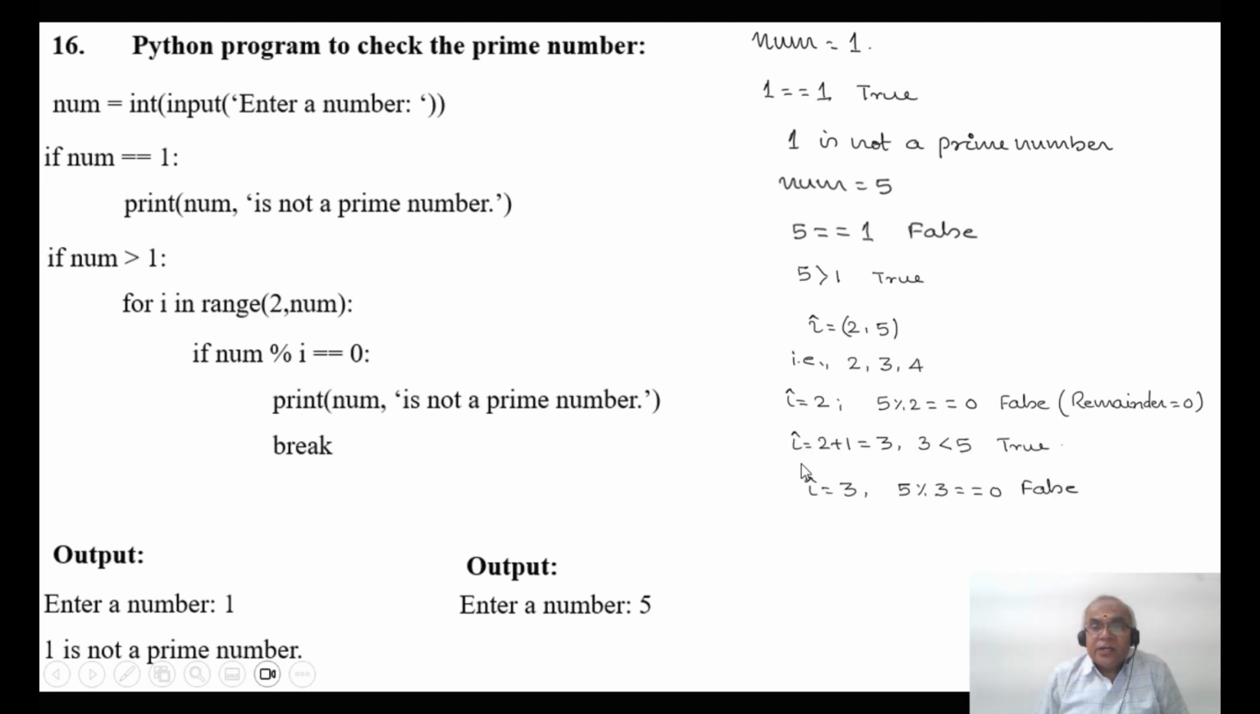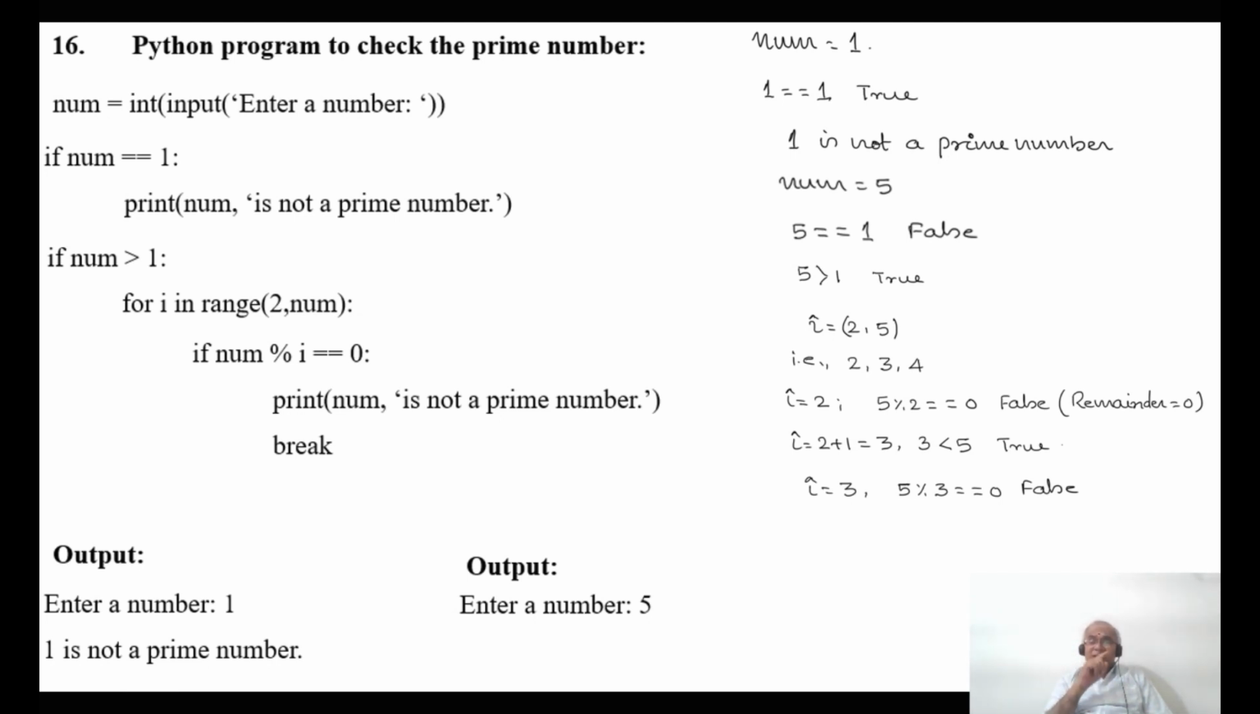What is that increment? 2 plus 1 is equal to 3. So now I is equal to 3. What is num? Num is equal to 5. If you divide 5 by 3, 3 ones are 3, 5 minus 3 is equal to 2. So the remainder becomes 2.